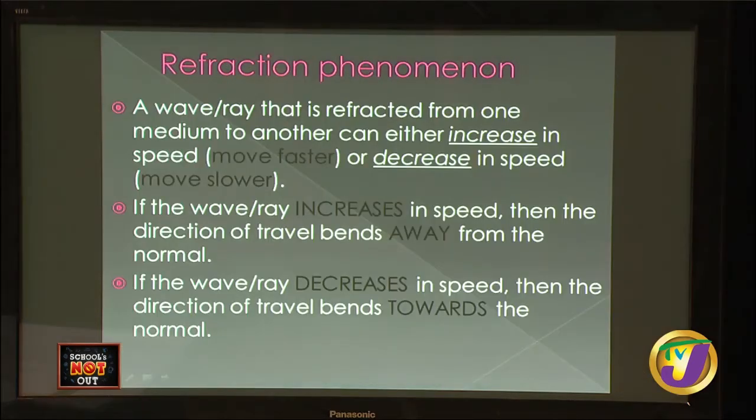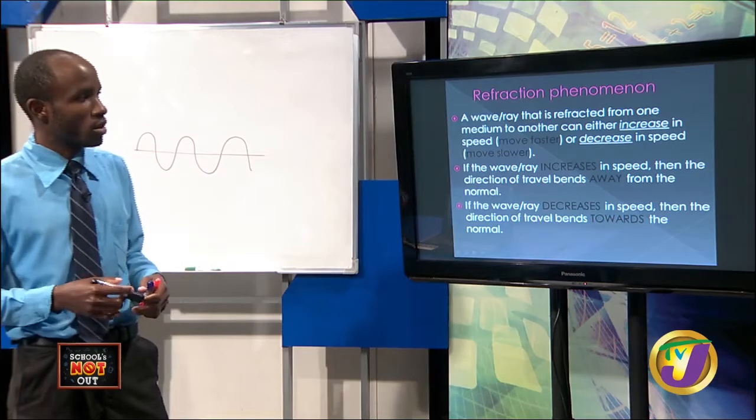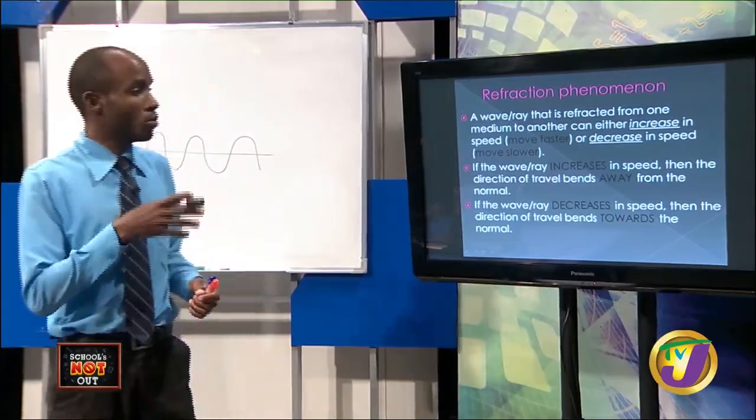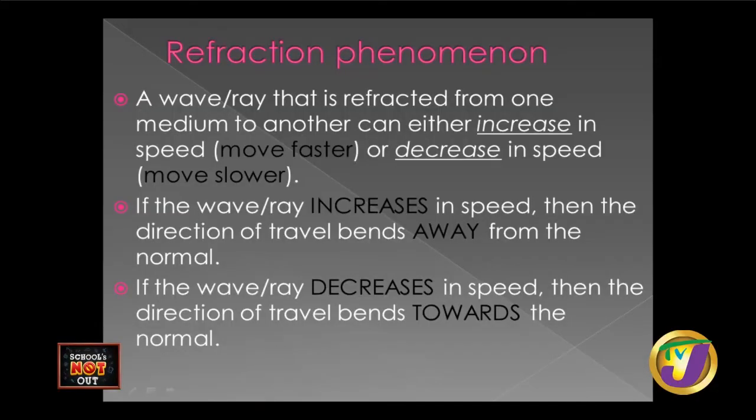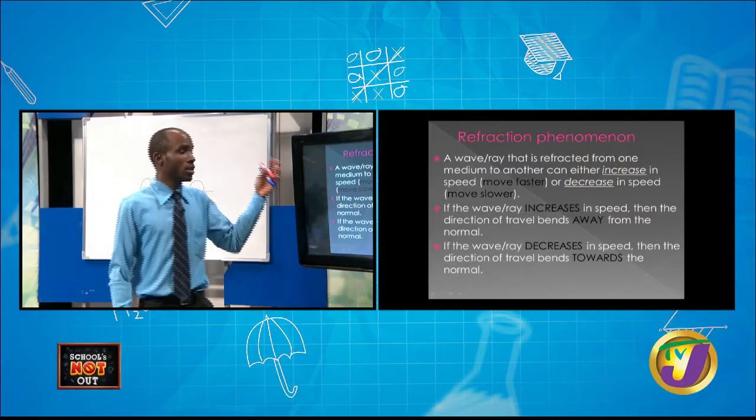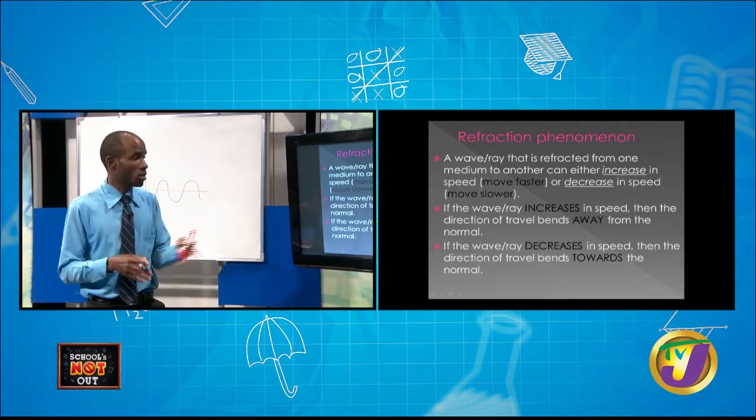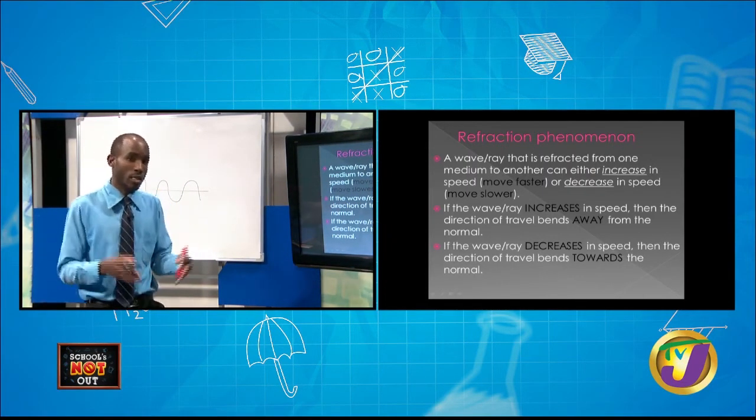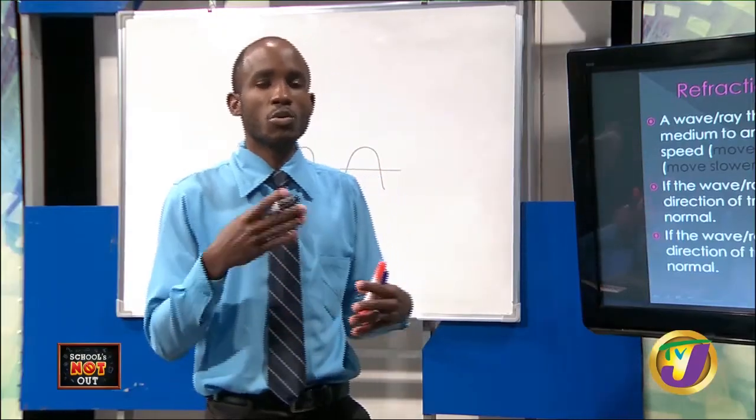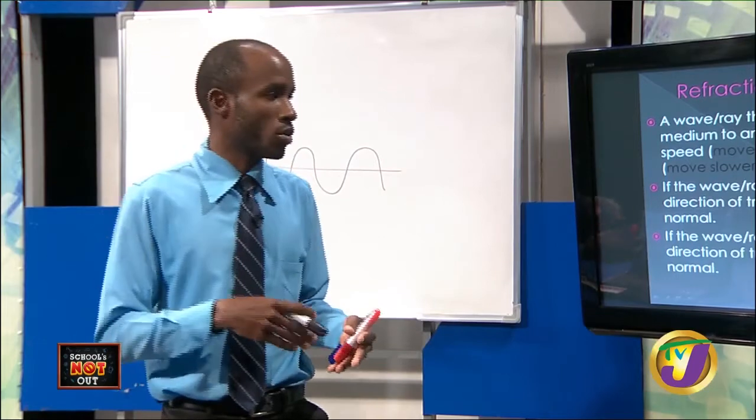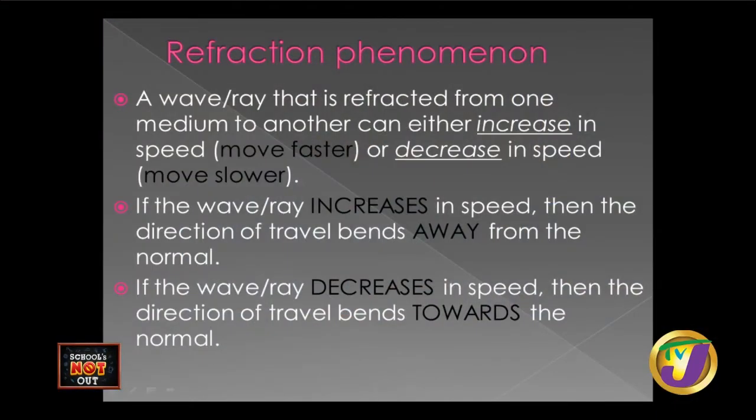Now, with regards to the refraction phenomenon, a wave or ray that is refracted from one medium to another can either increase in speed, move faster, or decrease in speed. As I said, light will travel the fastest when there is nothing present, which is a vacuum. Air is approximately like a vacuum, so air will allow light to travel the fastest. When it goes to water or glass or any other optical material, the speed will change. And as a matter of fact, more dense, slower speed, as you see down here. Alright? So, it can either increase in speed, move fast, or decrease in speed, move slow.